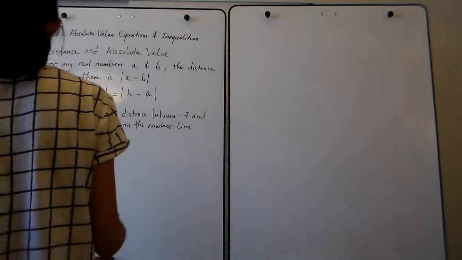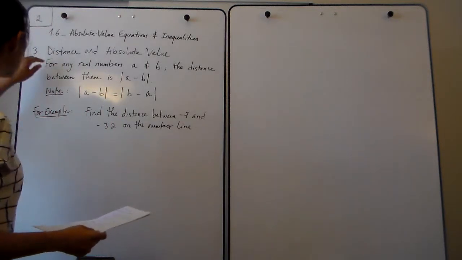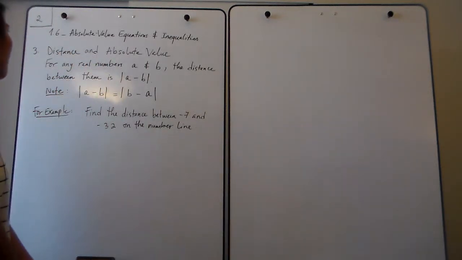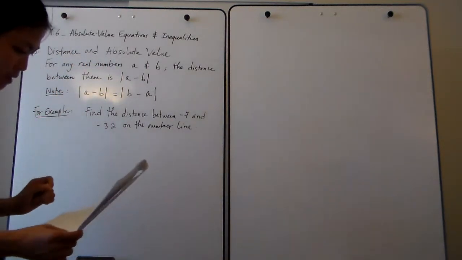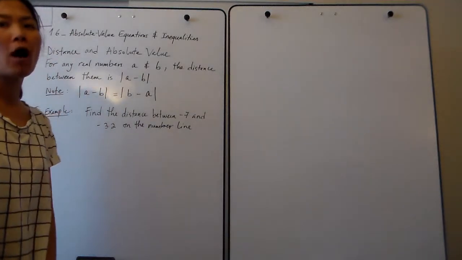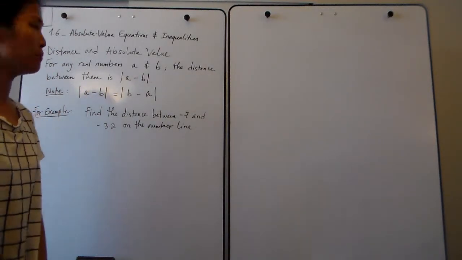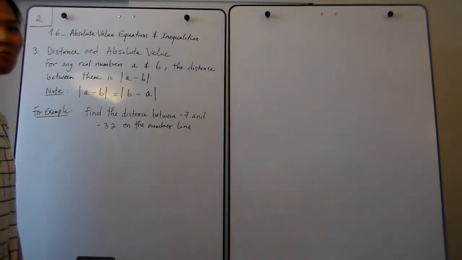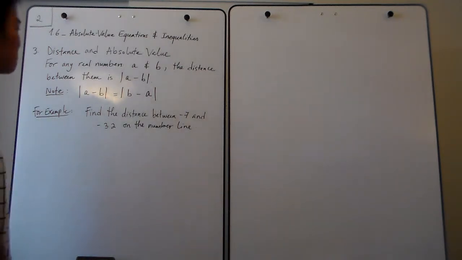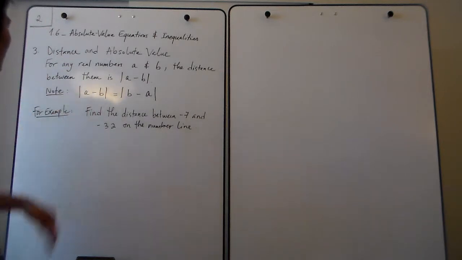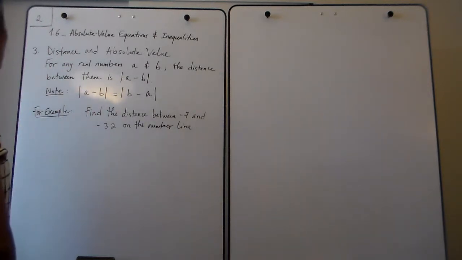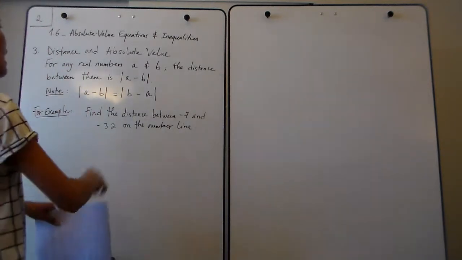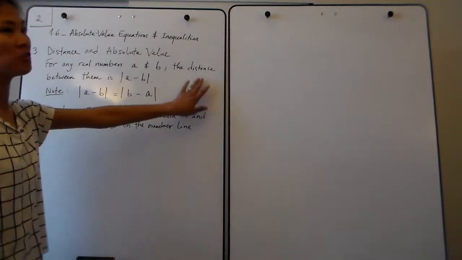Now, for number 3, it's called distance and absolute value. It's on page 2. You may be wondering why we need to learn about the absolute value. So let's start with the definition first, and we'll talk about why we need to. For any real numbers a and b, the distance between them is the absolute value of a minus b. So what do you use here?